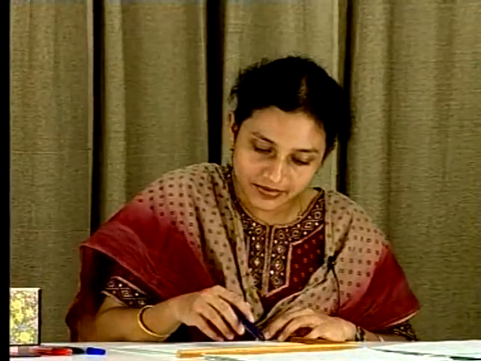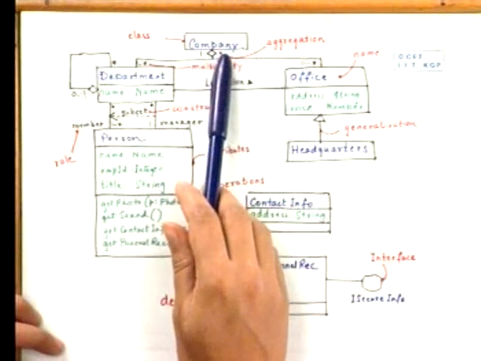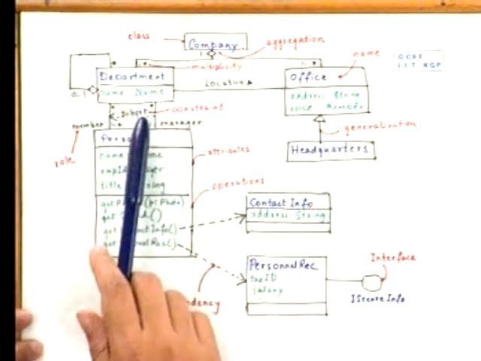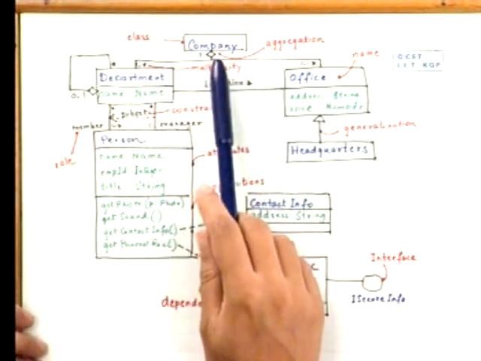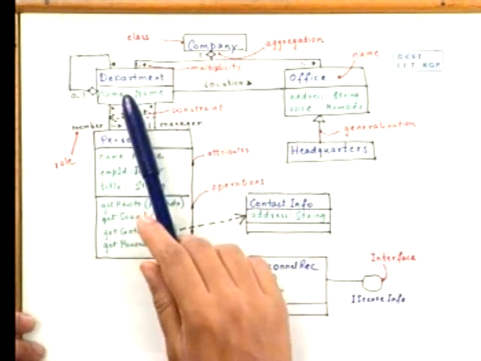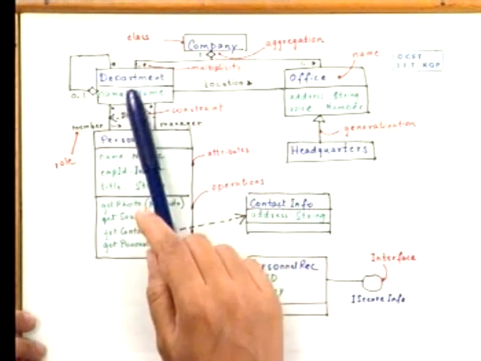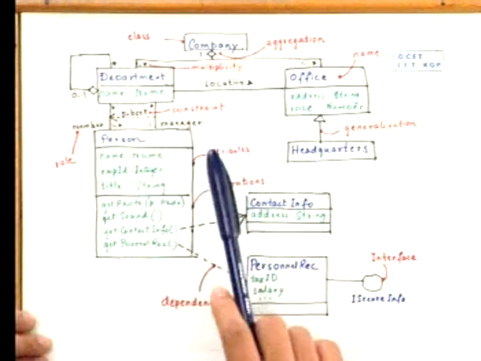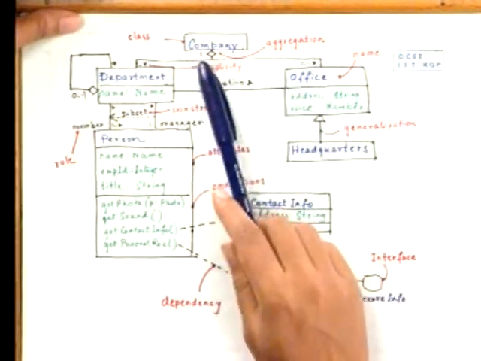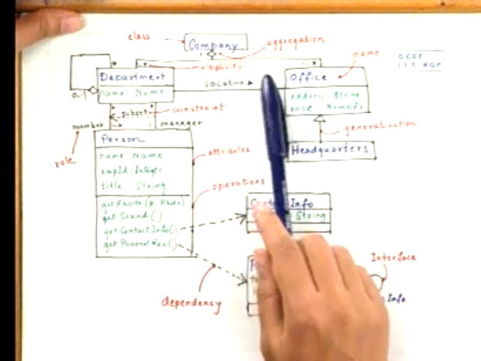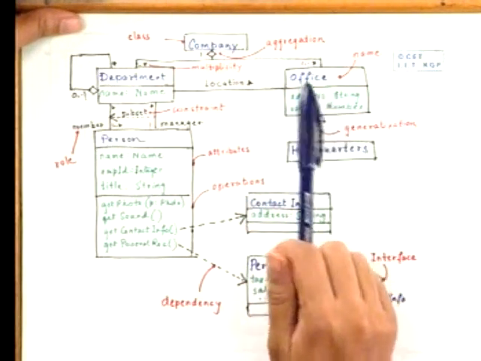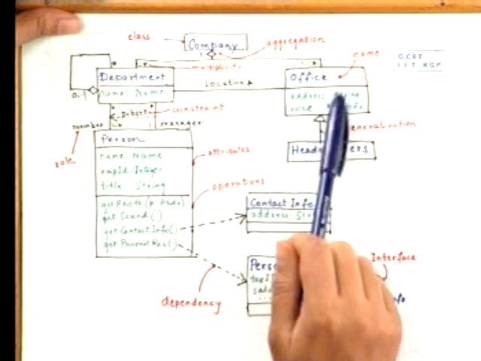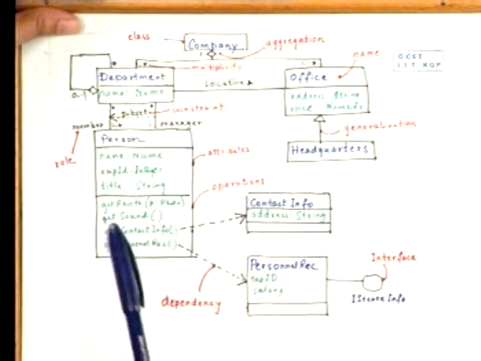So this is an example of a class diagram. There is a class called company, and there are two classes, department and office. Department and office are part of the company. Company is the whole, department is its part. And there is a one-to-many relationship between company and department. Similarly, a company may have several offices. So there is a one-to-many relationship between company and offices, and company consists of offices. So this is an aggregation relationship between company and office and company and department.